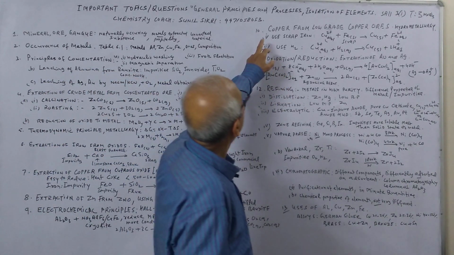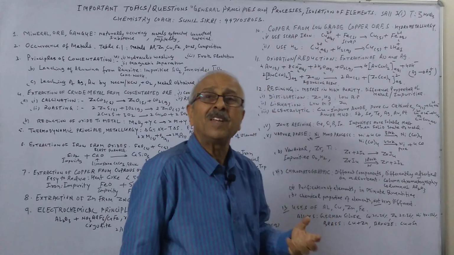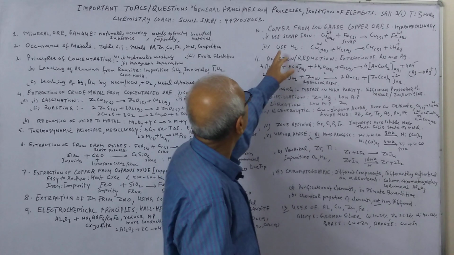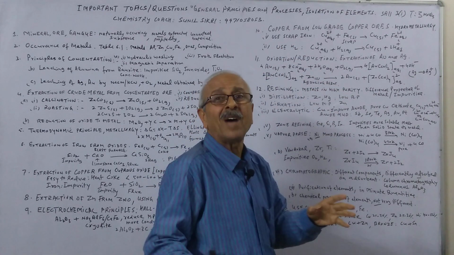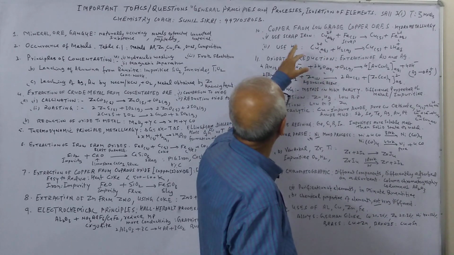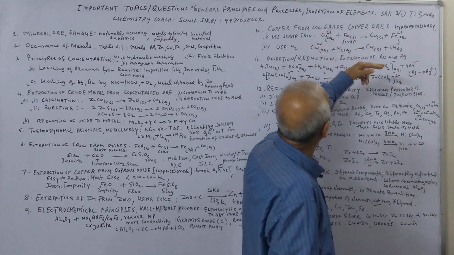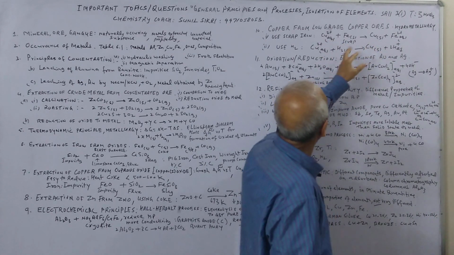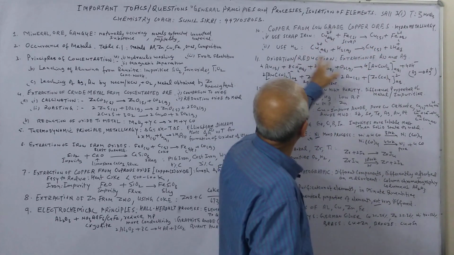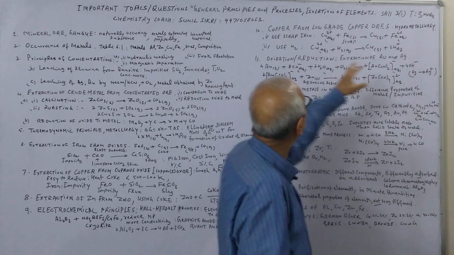You can read them. Copper from low grade copper ore is important because the cost is very important when we extract metals. Here you find that using scrap iron, we can get copper from low grade ores. As you can see, iron is more active than Cu2+. It will be able to reduce Cu2+ to copper, and this is the reaction. Also, I can use hydrogen gas for the reduction of Cu2+ ion. This is a cheap method which is available.